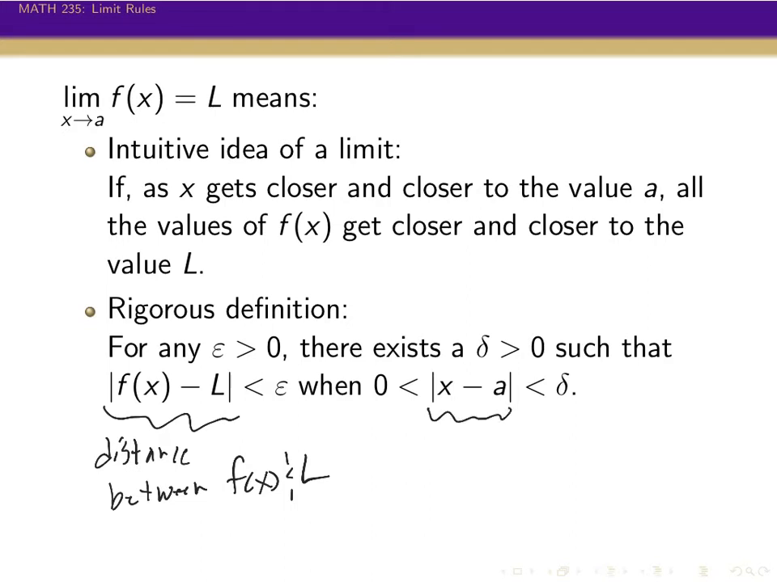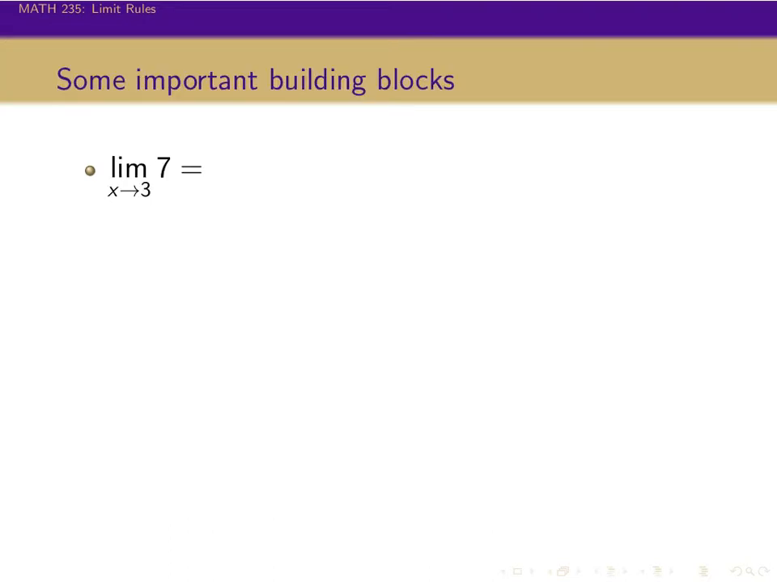So this is talking about distance between x and a. And in this one, I included that we want this absolute value to be bigger than 0. And it's because we don't really care what happens when x is a. We just want x to be different from a but small. Okay, so we are going to use this idea to start working out some limits.